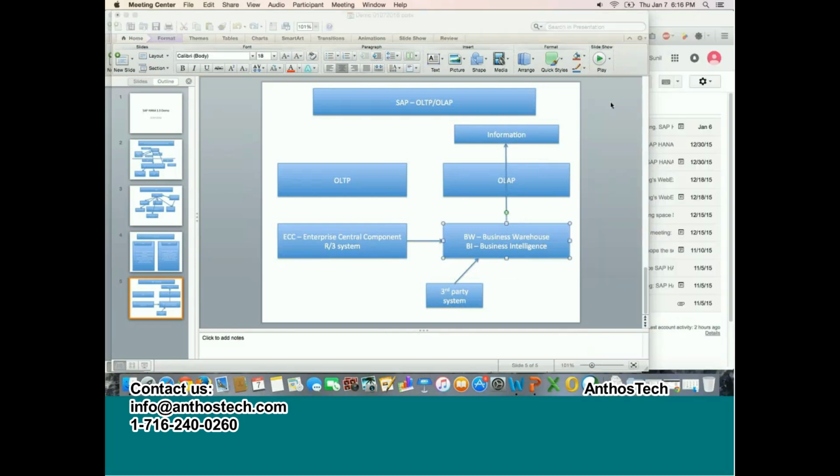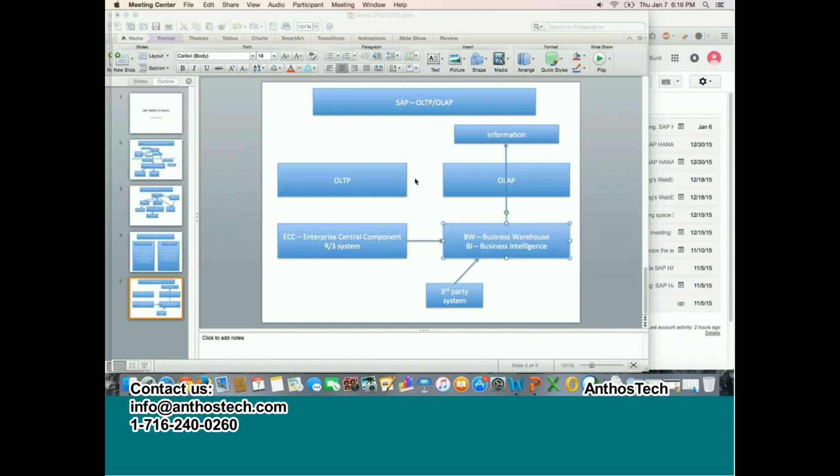Then we have a question. Danveer is asking a question here: we have reporting in ECC as well, does it make it an OLAP system? Very good question. Excuse me for one moment, really sorry. So Danveer, the question is that ECC also has reports, so does that make ECC an OLAP system?